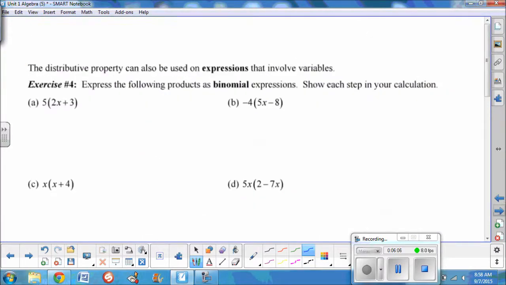So now let's take it to that algebra level and express the products as binomials. So binomial means you've got two terms, that prefix bi. And so 5 times 2x, 10x.